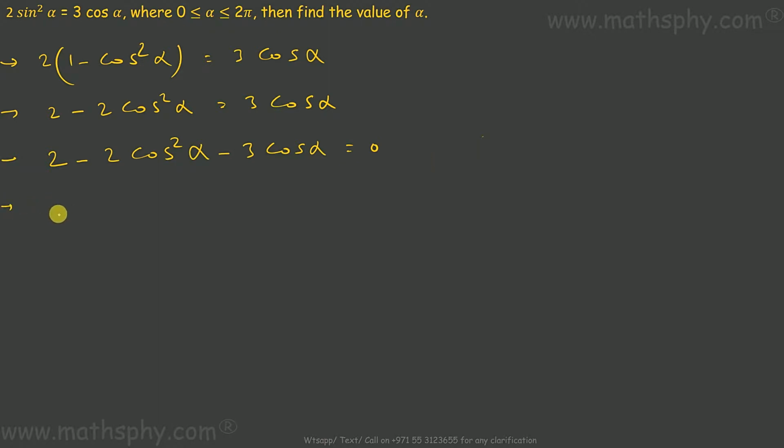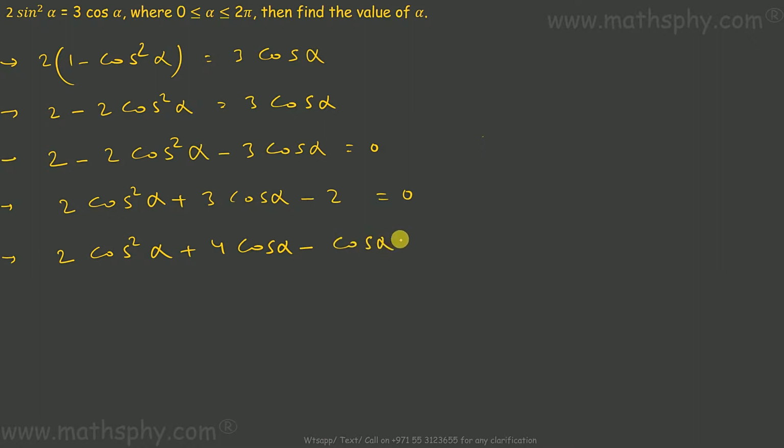Okay, if I take negative as common, this will be 2 cos² alpha plus 3 cos alpha minus 2 equals 0. Now you see, this looks like a quadratic equation. So I can break this middle term as 4 cos alpha minus cos alpha. 4 cos alpha multiplied by negative cos alpha gives you negative 4 cos² alpha, which is the product of these two, and 4 cos alpha minus cos alpha gives you 3 cos alpha.